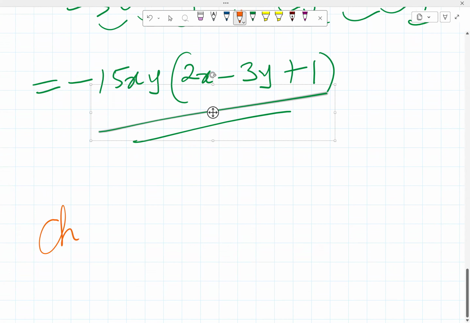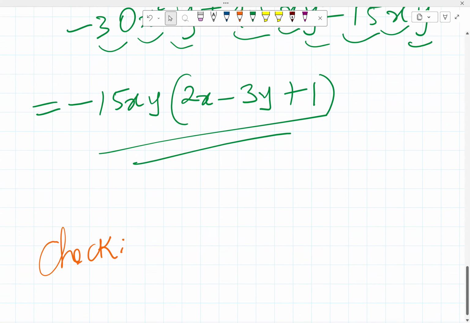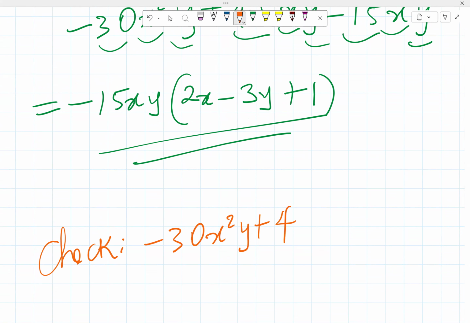So to check now, you want to check. So you have minus 15xy times 2x. So minus 15 times 2 is minus 30. X times X is X squared. And we have Y. Minus 15xy times minus 3y. Minus times minus is plus. Then 15 times 3 is 45.